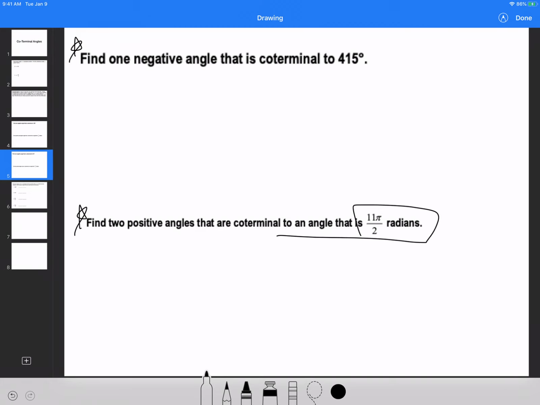Okay, so I'm assuming that you guys are done. One negative angle that is coterminal to 415, well, that means that I need to subtract 360, right? But if you subtract 360 from this, you get 55 degrees. It's still not negative, so you need to subtract 360 just one more time, and you will end up with negative 305 degrees. Or from the beginning, if you subtract 720, that should do the trick.